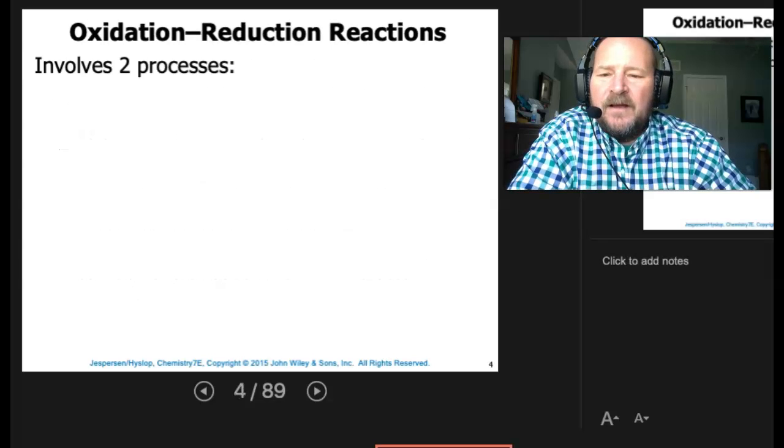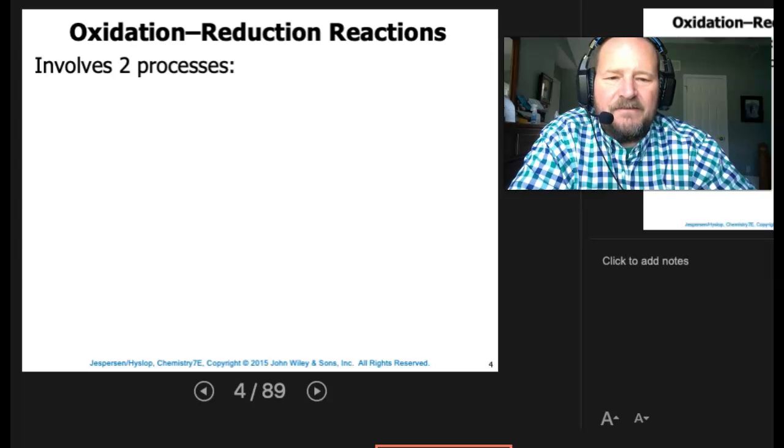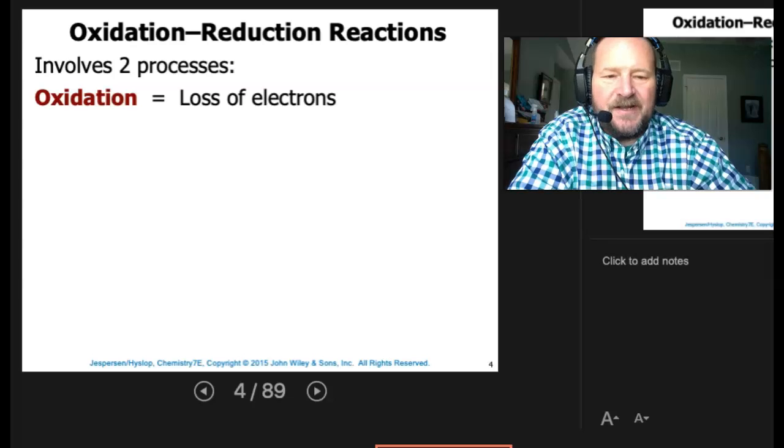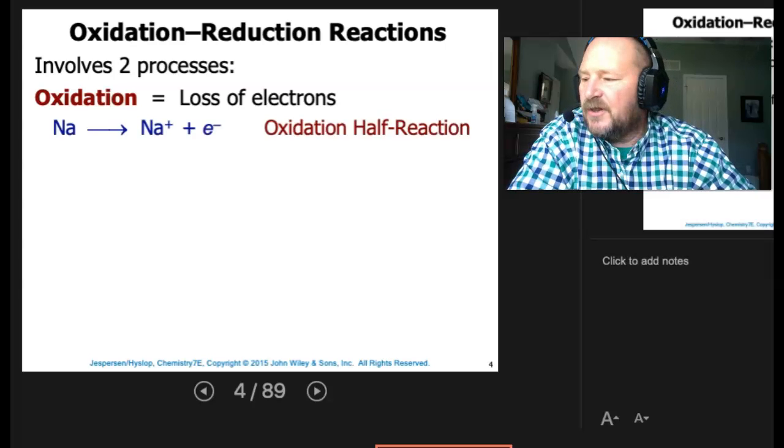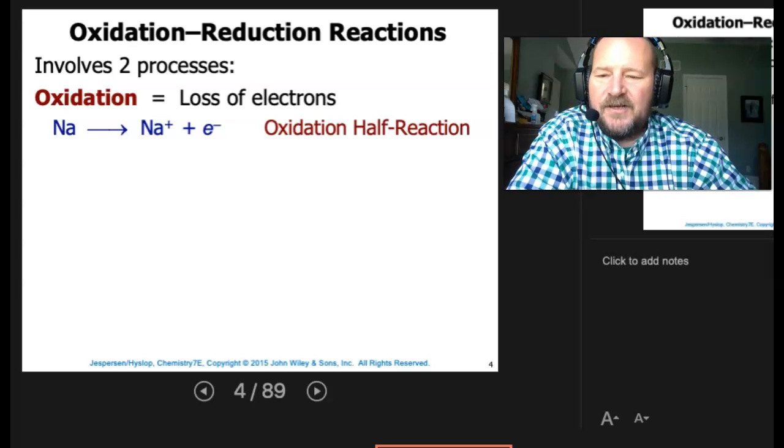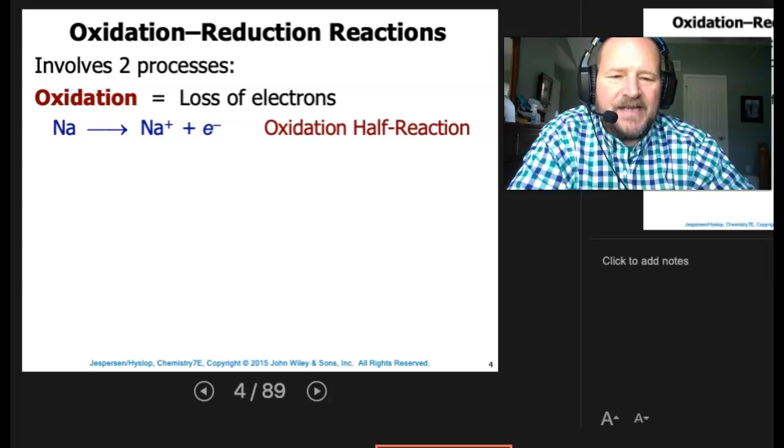So in an oxidation reduction reaction, two things have to happen. First, we have to have oxidation, which is going to be the loss of electrons. So OIL, oxidation is loss. So oxidation, you're going to lose the electrons. So sodium going to sodium plus plus 1 electron would be an oxidation half reaction. Now obviously the electron can't exist out there by itself, and that's why these reactions come in pairs.